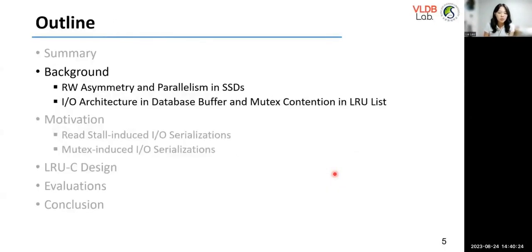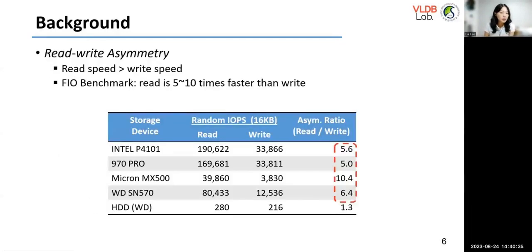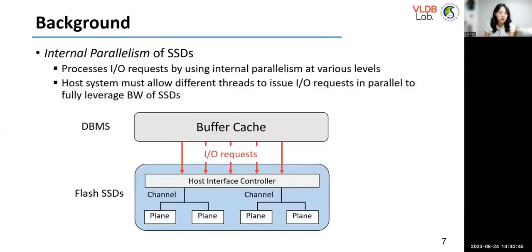Next, I will point out some important background information on flash SSDs and the database buffer manager that connects to the motivation of this paper. First, flash SSDs are well known for their read-write asymmetry. In other words, the read speed of flash SSDs is 5 to 10 times faster than the write speed. Second, flash SSDs support internal parallelism at various levels compared to the hard disk. Therefore, in order to fully leverage the bandwidth of flash SSDs, the host system must allow different threads to issue their I/O requests in parallel.